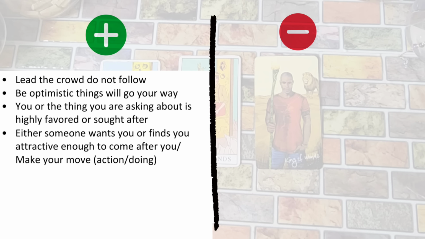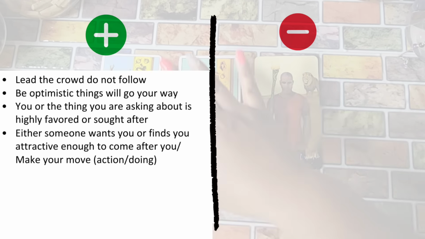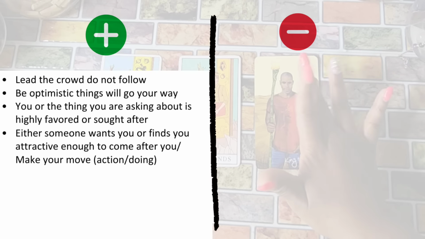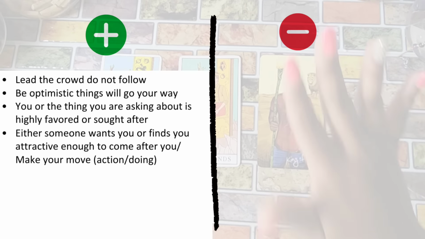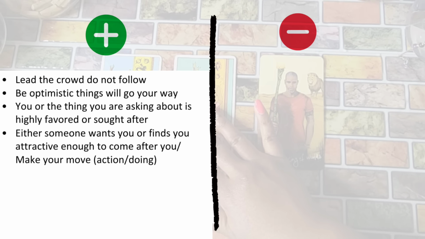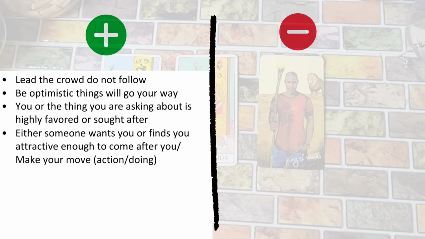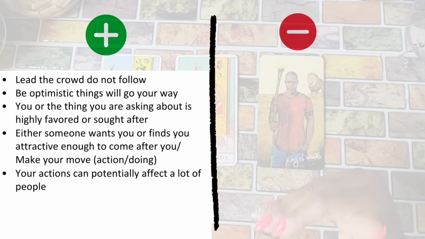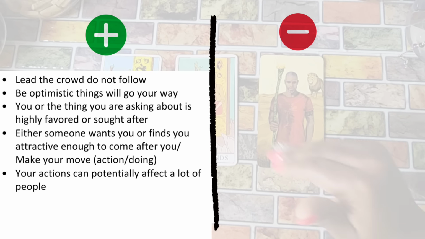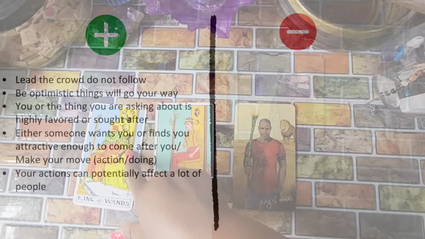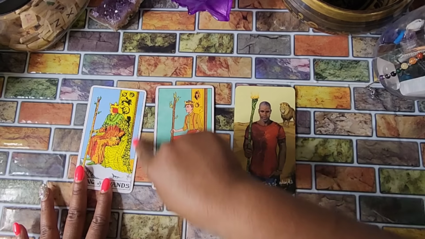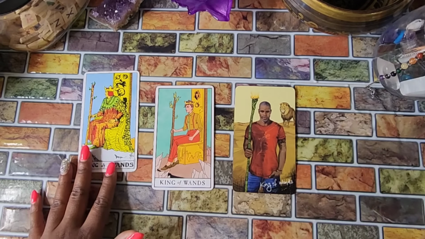The advice is to go after it, whether it's a job, a person, or a thing, whatever it is, go get it, because it's going to be favorable. That's what this represents as advice, okay? It's telling you to move, do something, make your move, make your action, do it, okay? Your action can potentially affect a lot of people, so think about that long term. Remember, all these people here are following you.